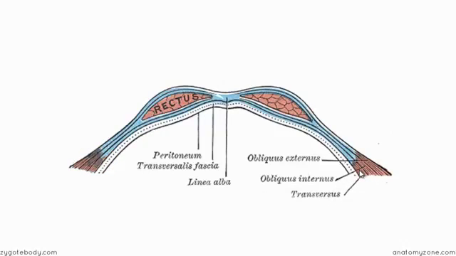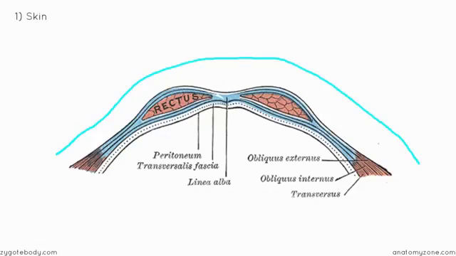We're just going to imagine passing a needle through the lateral side of the abdomen. So we're going to take a look at the layers that a needle would pass through if we stuck it through this side of the person. The first thing we'd pass through is obviously the skin, so I'll just draw that on here. And then next we'd pass through the superficial fascia.